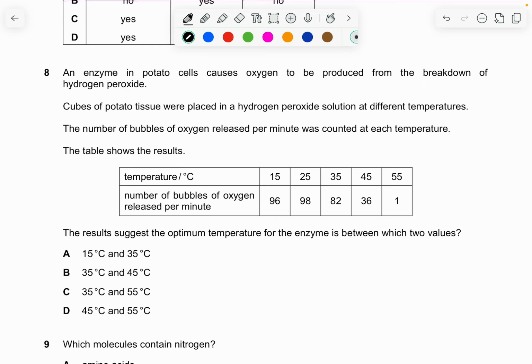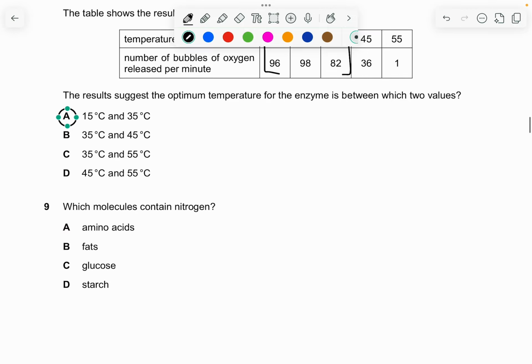So you can see that at lower temperatures there is a lesser amount of oxygen bubbles released per minute. So what is the optimum temperature for this enzyme? Looking at the most bubbles, it will be 15 to 35.